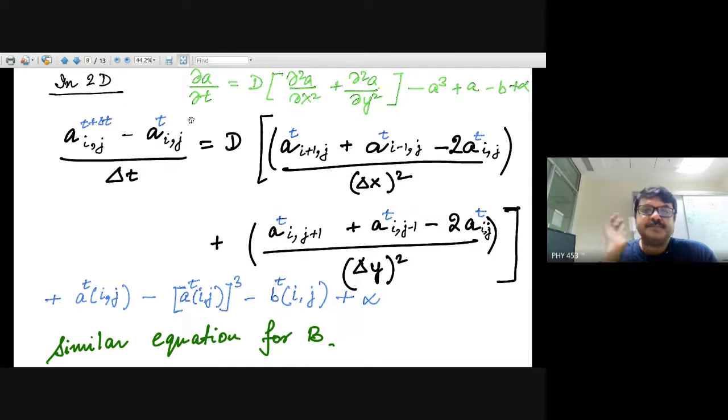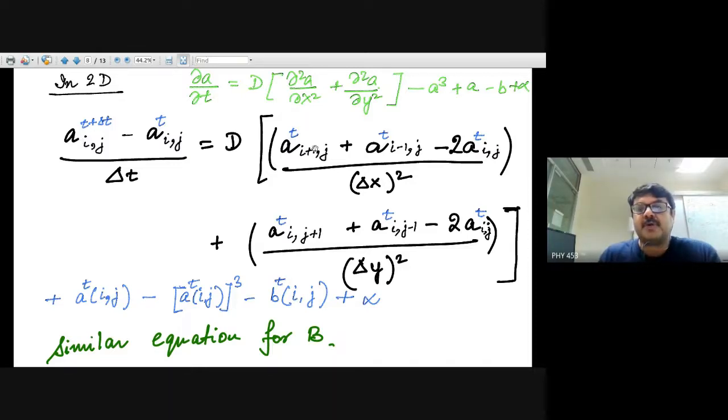Now in 2D, this is the original equation, the FitzHugh-Nagumo equation. Note, at a particular lattice site, the left hand side of the equation is t plus delta t, and this is t here. On the right hand side of the equation, we are using the value of a at time t, because if we know the value of a at time t, then we can calculate the value of a at time t plus delta t, right?